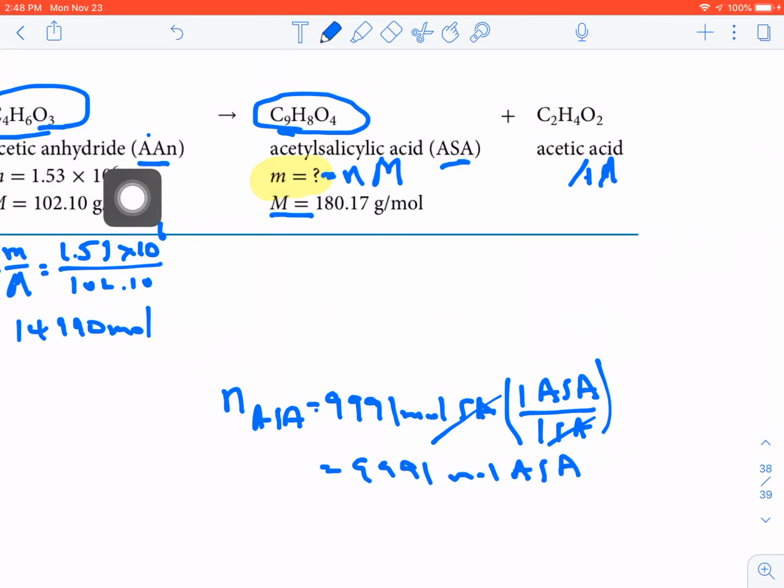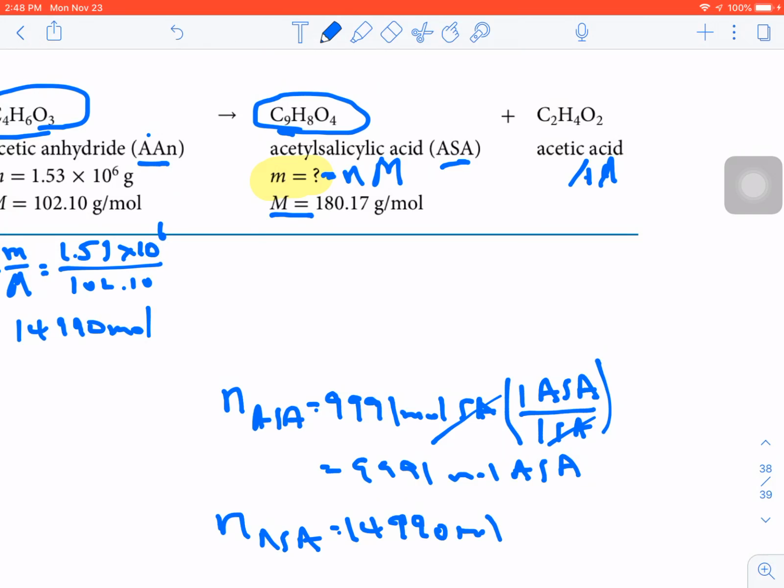How about the acetic anhydride? My number of moles of aspirin, ASA, I think I already know that. Yeah, but I need to look at my other reactant. It's going to be equal to the number of moles, 14,990 moles of acetic anhydride times my mole ratio. Mole ratio has ASA on top. Oops.